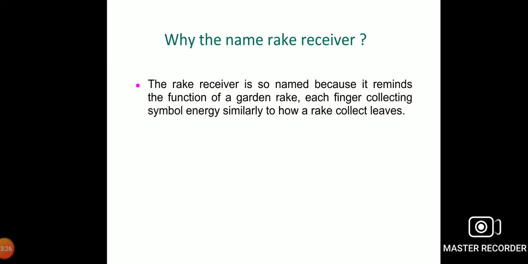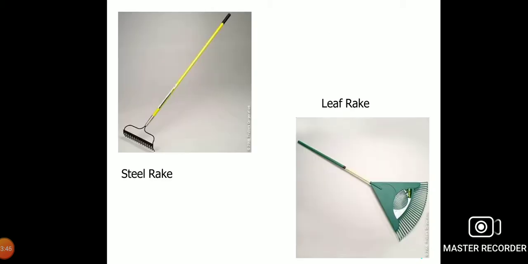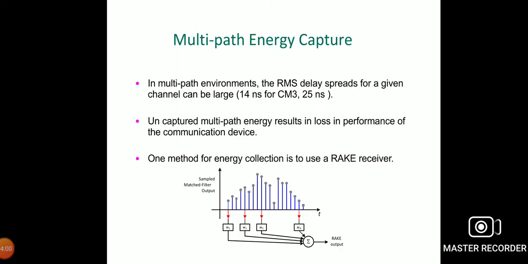Now let us move to why it is named the rake receiver. The rake receiver is so named because it reminds us of the function of a garden rake, each finger collecting the symbol energy similarly to how a rake collects leaves. For example, this is one example, a street rake. This other one is a leaf rake. So these are the concepts used on the receiver side. Here is the multipath energy capture. So the rake receiver is a multipath energy concept.